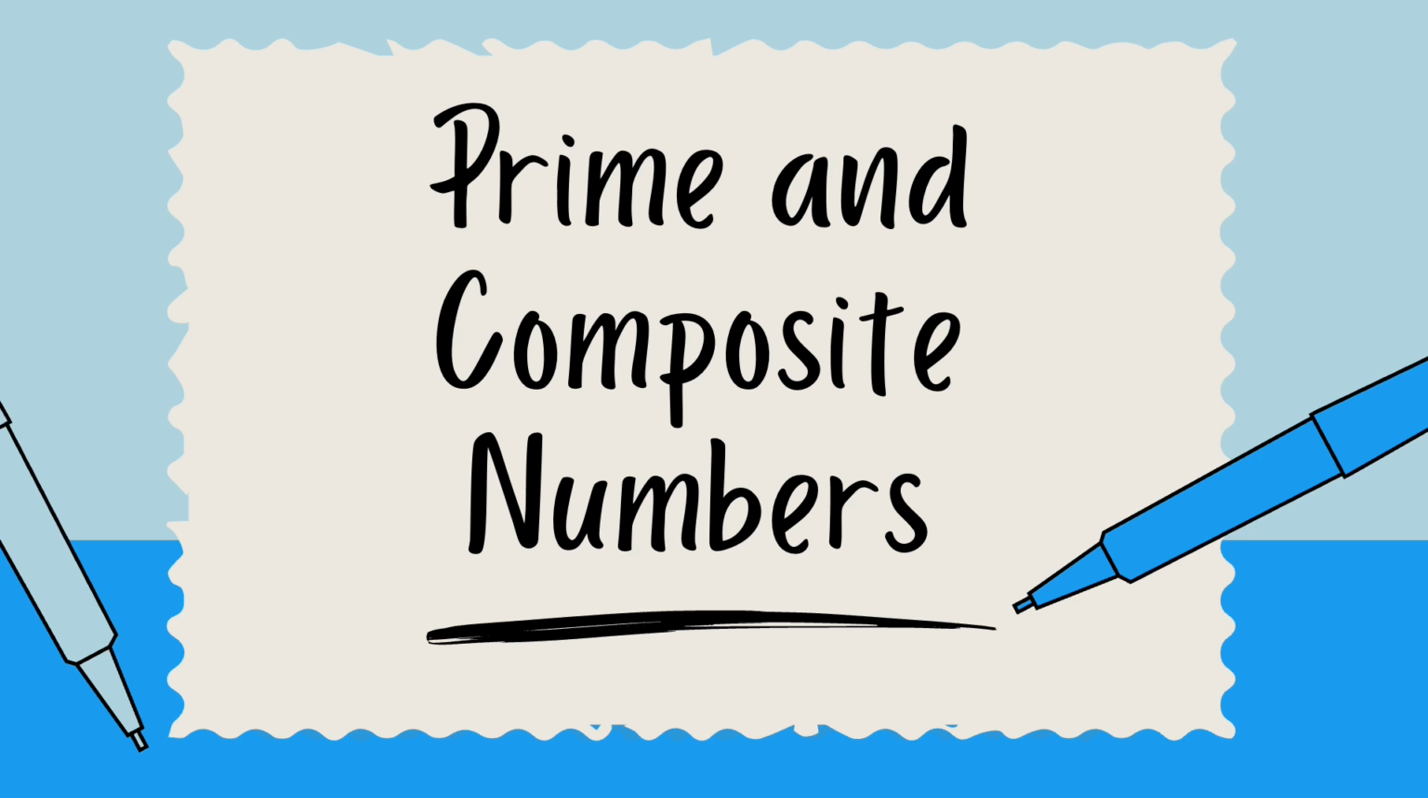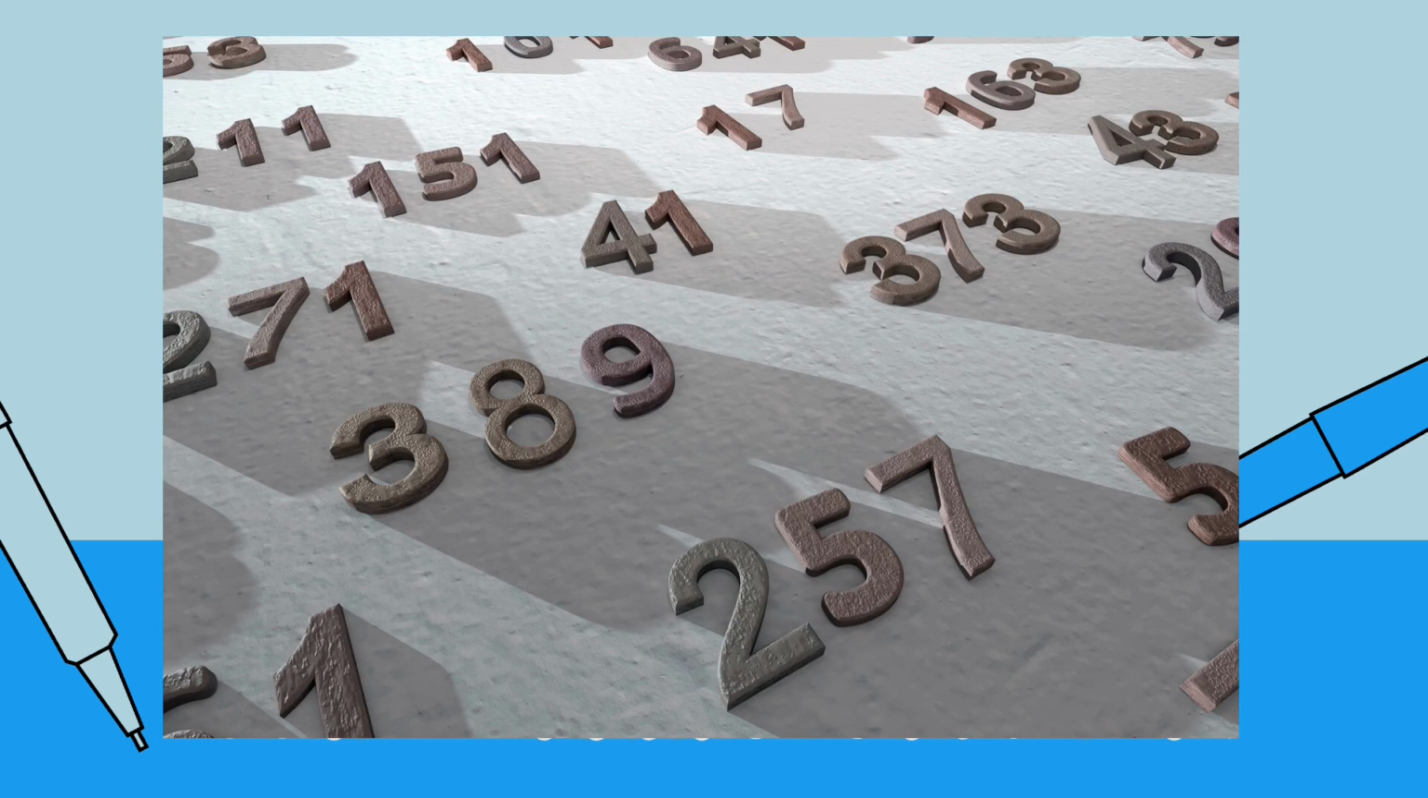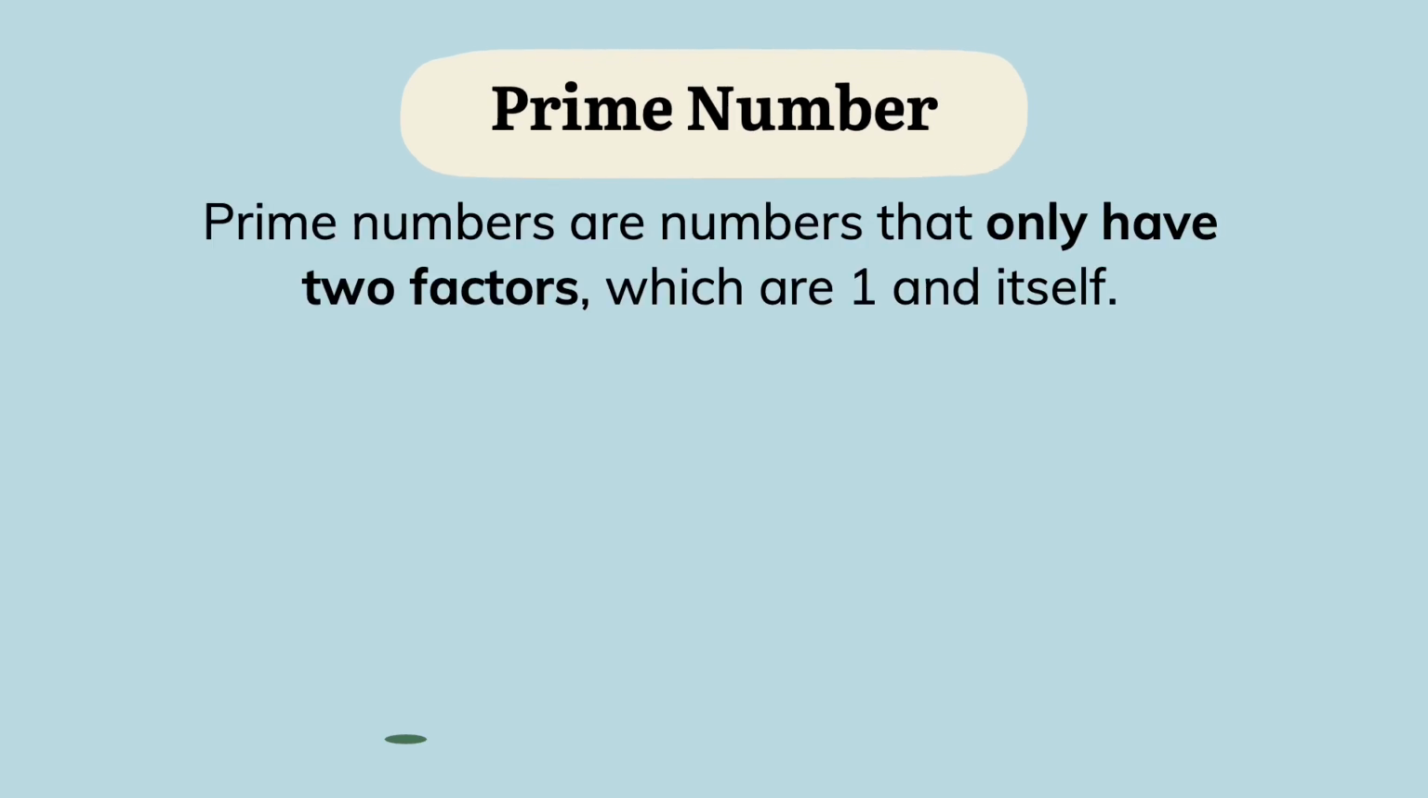Let us begin by talking about prime and composite numbers. Did you know that prime numbers help protect your messages online? From banking apps to social media, mathematics, especially the prime numbers, plays a huge role in digital security. But what are prime numbers? Prime numbers are numbers that only have two factors, which are 1 and itself.